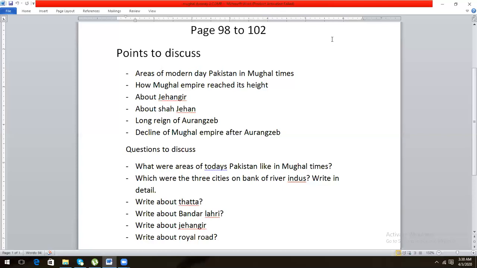And please, when you read, underline all the important points and answer the questions you can see on the screen. Like, what were the areas of today's Pakistan in Mughal times? You will tell about Multan. You will tell about Kashmir and these areas which were situated over there.